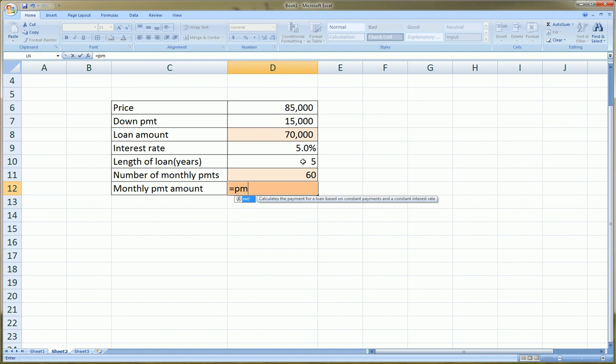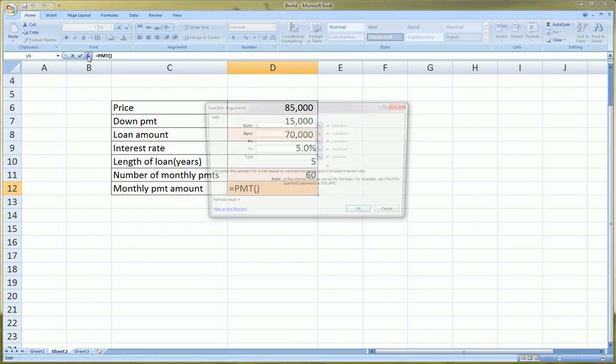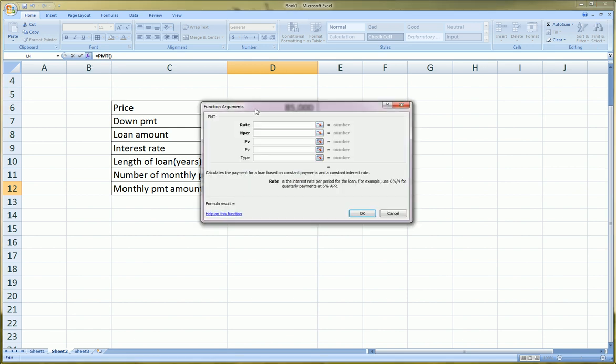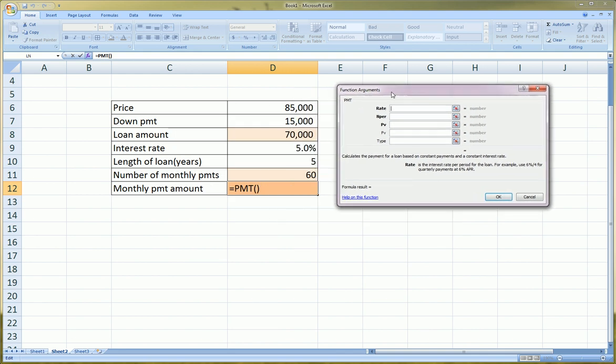Equals PMT, open parentheses. Once you get more used to using functions, you can directly type stuff in here. But if you're very new to a function, you can always start the function up and then click the little FX over here, and it'll open up this dialog box, which will take you through the steps and the syntax of the function. So the first thing this function needs is the rate. So here's the rate. We can simply click on it.